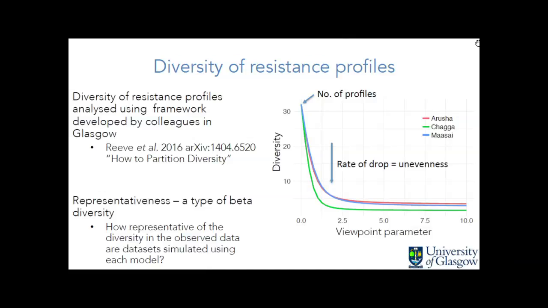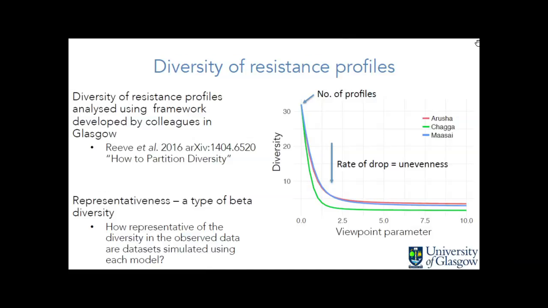I've been using the diversity of resistance profiles as measured using a framework developed by colleagues in Glasgow. So this produces these diversity curves shown here for the three ethnic groups. At the left-hand side of the curve, diversity is equal to the number of profiles present, so there are 32 profiles in each ethnic group. Then as we move across the graph, the rate of decline in diversity is dependent on the unevenness in the abundance of profiles. So this is indicating that the Arusha and Maasai have more diverse resistance phenotypes.